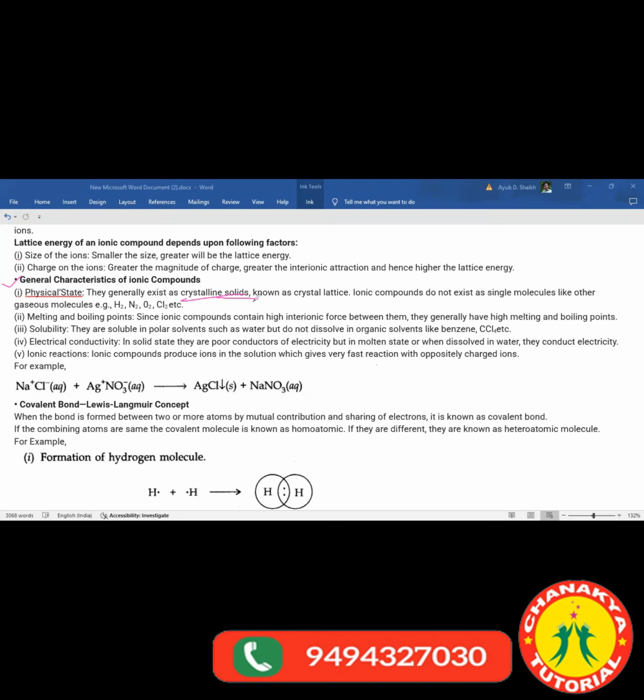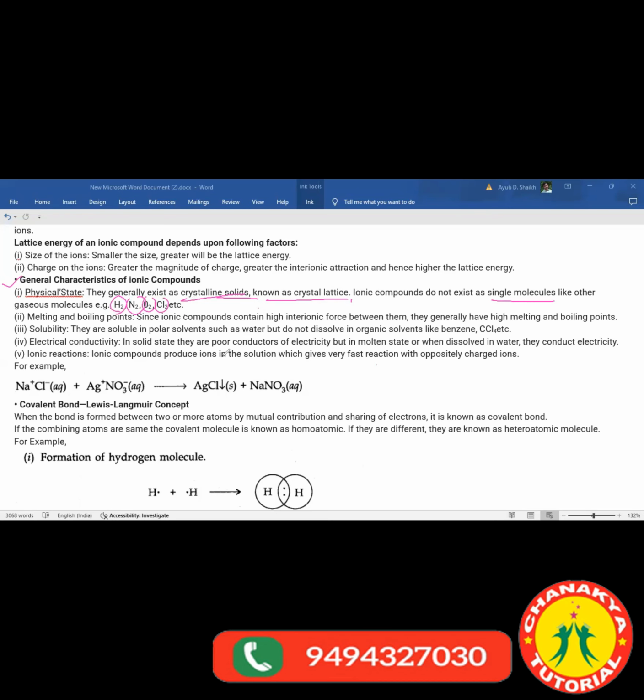Known as a crystal lattice. Fine. So what is the physical state given for the ionic compound? Generally, it exists as a crystalline solid, which is known as a crystal lattice. Ionic compounds do not exist as a single molecule like other gaseous molecules, like H2, N2, O2, Cl2. Like those, a single molecule doesn't exist. They are present in large quantity. A number of NaCl molecules come together.